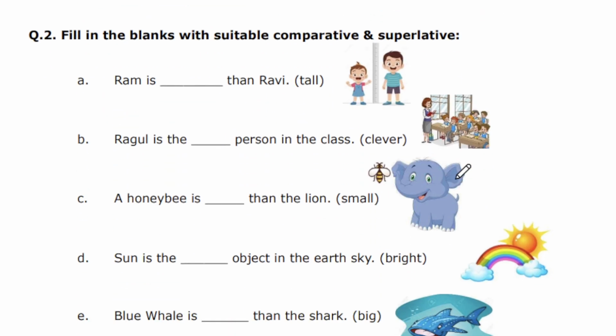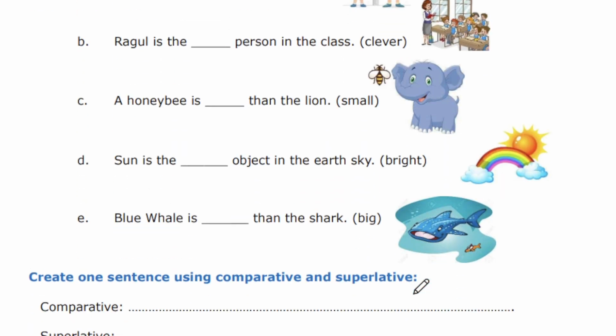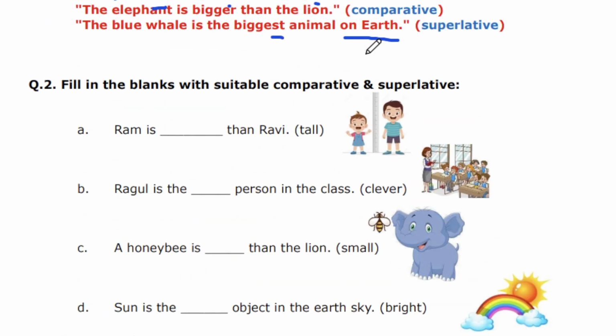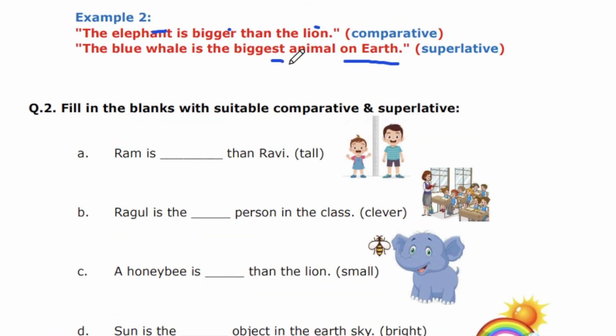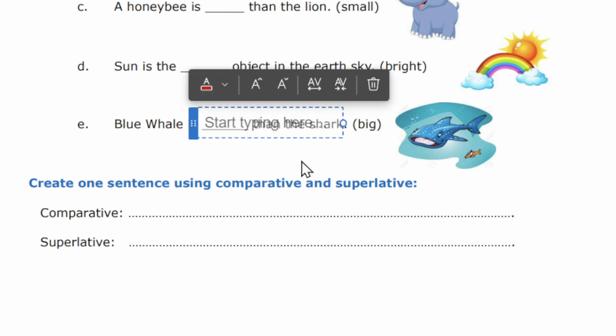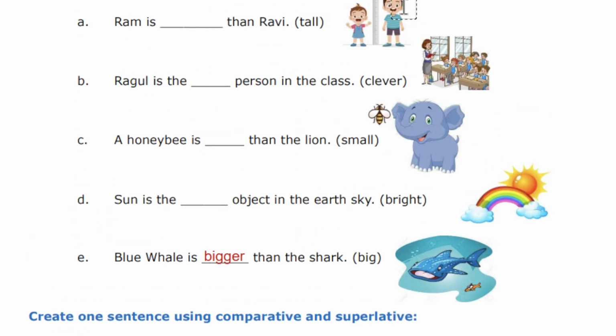Okay. So fill in the blanks. I have given some fill in the blanks with suitable comparative and superlative. So you have to write the answer, students. Maybe see this question I'll answer. Blue whale is dash than the shark. So there is a comparison between blue whale and shark. But here they compared the blue whale with all the animals on the earth. But here between only blue whale and shark. So the blue whale is bigger than the shark. So you have to write blue whale is bigger than the shark. Okay, rest all very easy. You can easily able to do it.